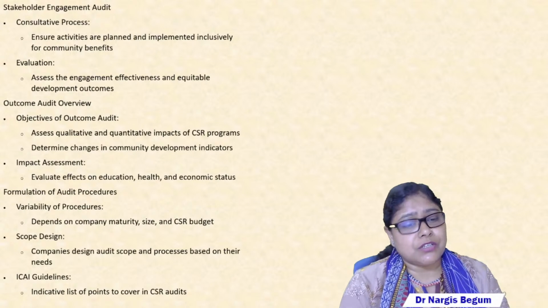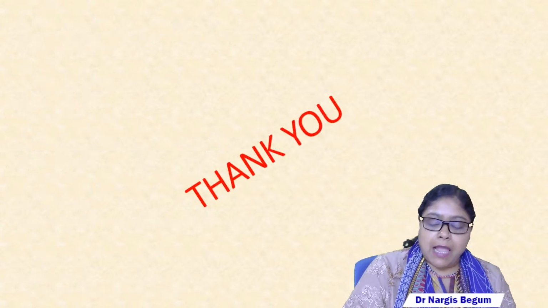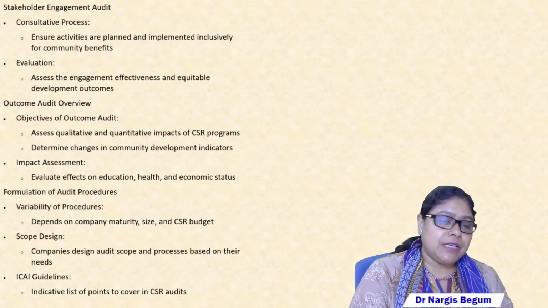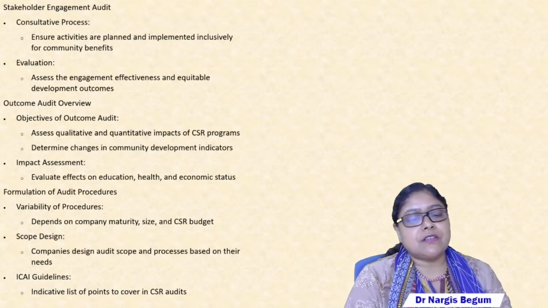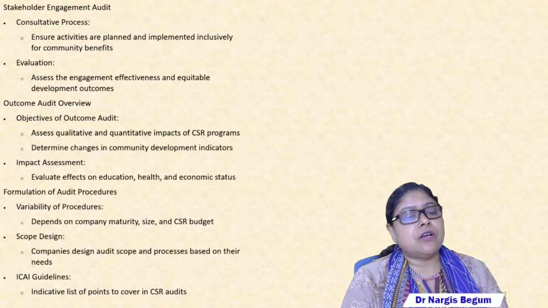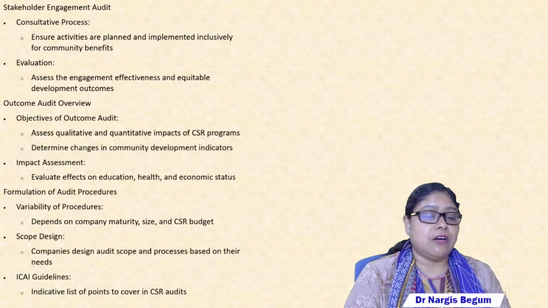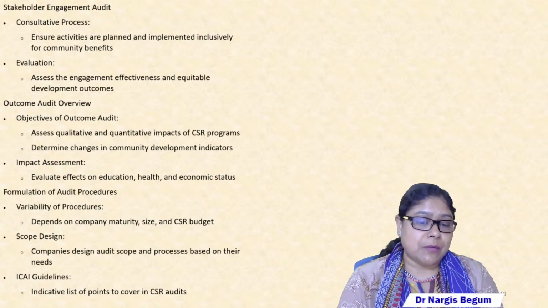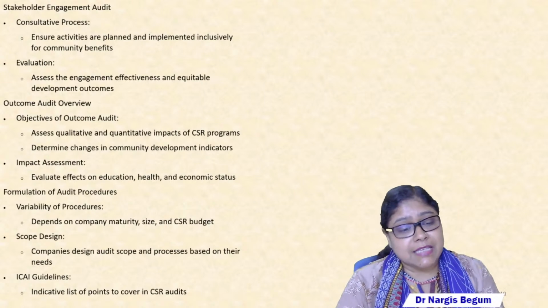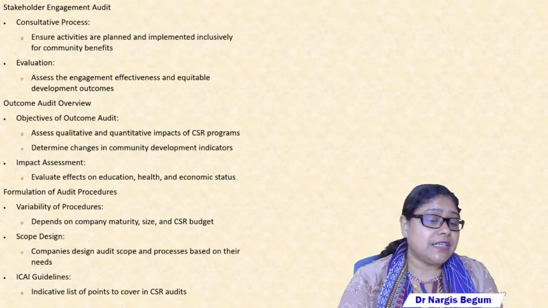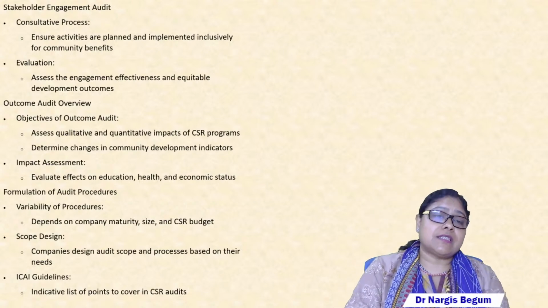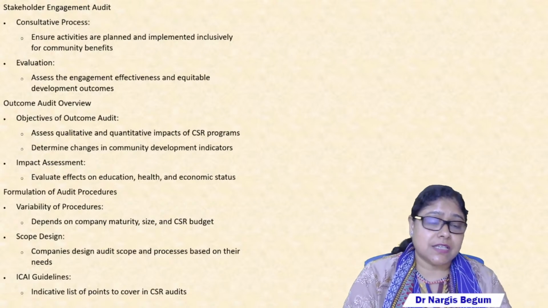We go for formulation of audit procedures. When we go for this formulation, the variability of procedures depends on company maturity, size, and CSR budget. We also go for scope design, that is, companies design audit scope and processes based on their needs. Then they also implement the ICAI guidelines, which give the indicative list of points that should be covered under the CSR audit. This is how things are done in CSR reporting.